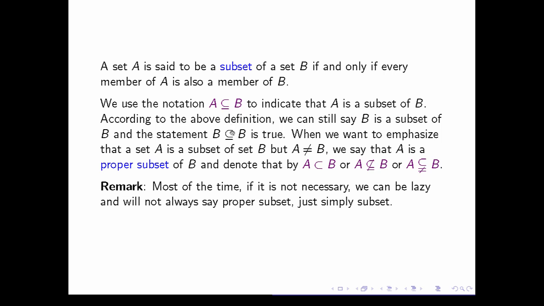With this, notice that B can still be considered a subset of itself, because it still satisfies the definition. Every member of B is clearly a member of B. So B is considered a subset of B. With this notation here, B is a subset of B is actually still a valid statement.